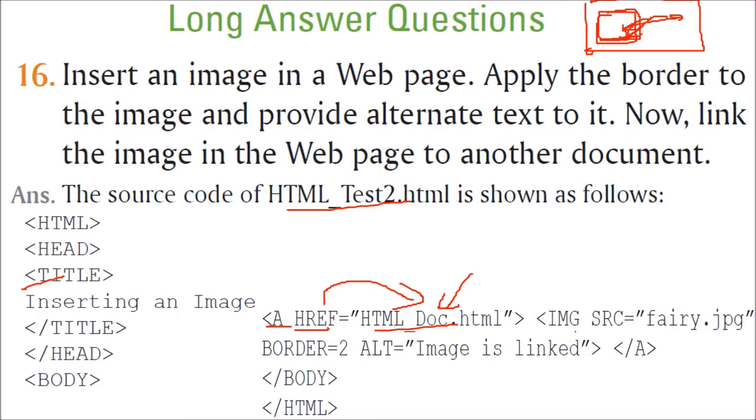So you have to give inside this img src, this may be any image. You have to give a border, because the border is also required. You have to apply the border. Then you can give the alternate name, say some image is linked, and you can close the anchor tag, and then you can close the body.